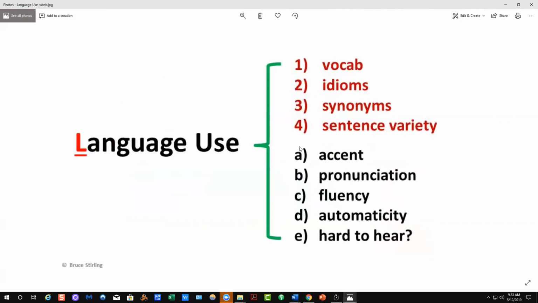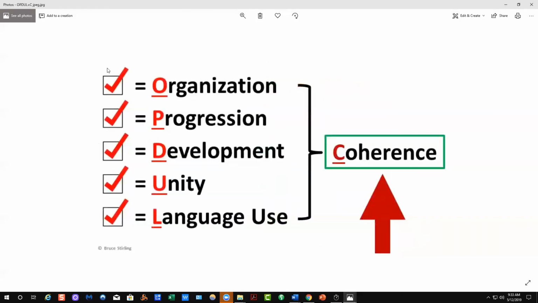For written language use is in red. How's your vocabulary? Is it at the academic level? Are you using the right words? Are you using any idioms? What about synonyms? How about sentence variety? Are you using simple sentences, compound, complex, etc.? Okay. So this is my map, my rubric, my list of rules that I follow.